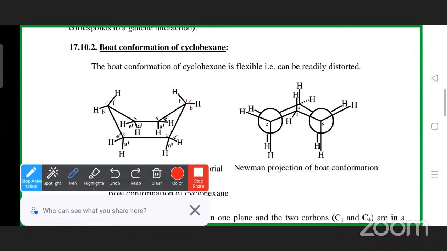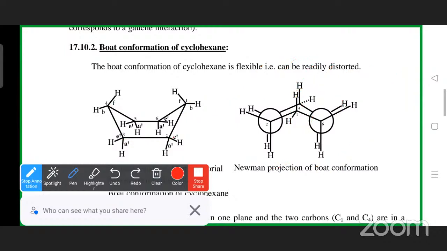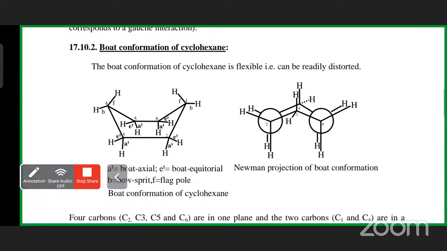And here the C1, C2, C3, C4. When you convert this into a Newman projection, here you see the C1 and C4 are eclipsed. These two are eclipsed, these two are eclipsed each other. Generally, if any atoms or groups are eclipsing each other, it is the least stable. Generally, the eclipsed conformation is the least stable, isn't it?